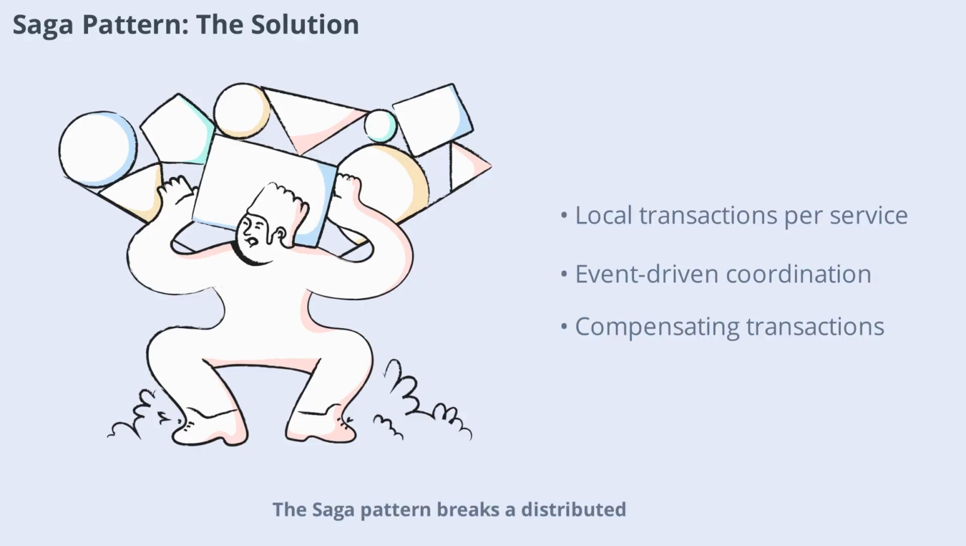SAGA pattern breaks a distributed transaction into a series of local transactions. Each service completes its work atomically, updates its database, and then triggers the next step through an event or message. If any step fails, the SAGA pattern initiates compensating transactions to undo the changes made by previous steps. This approach ensures that even in the face of failures, your system can maintain a consistent state.